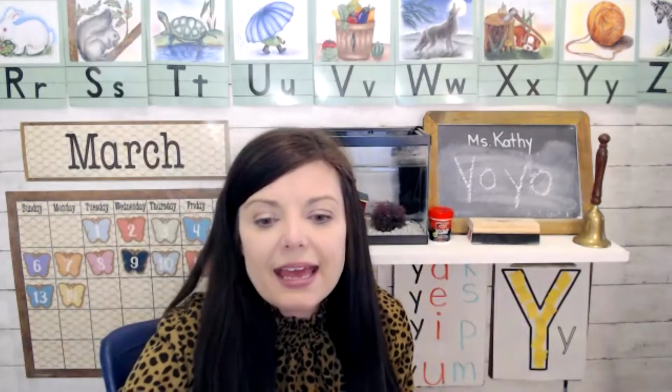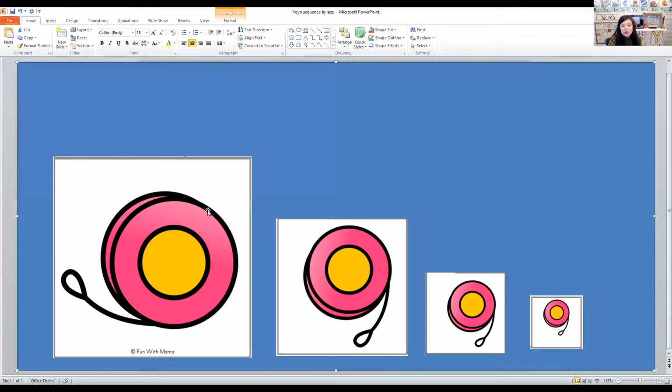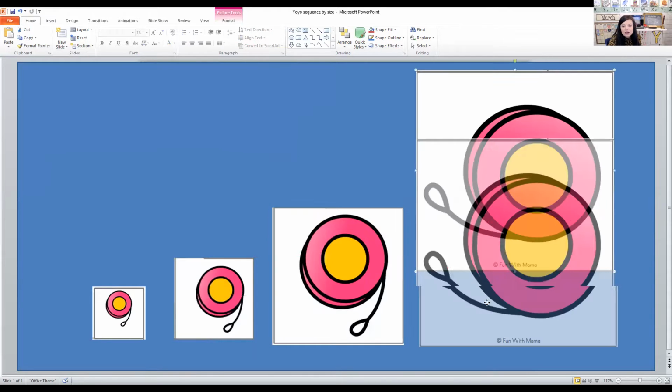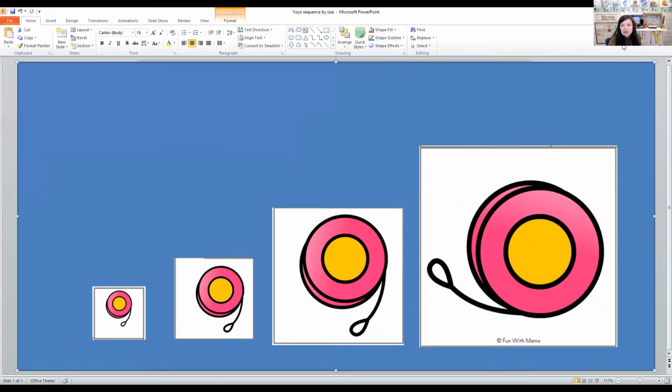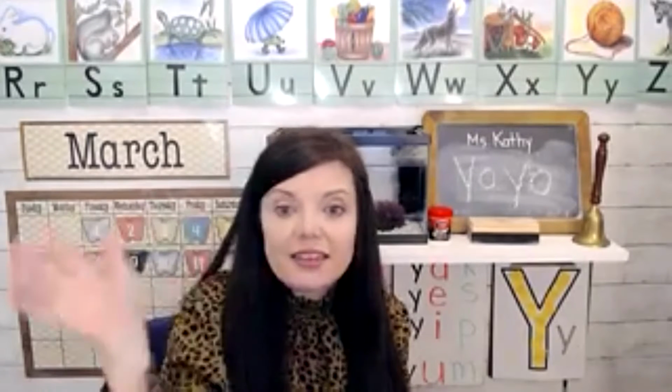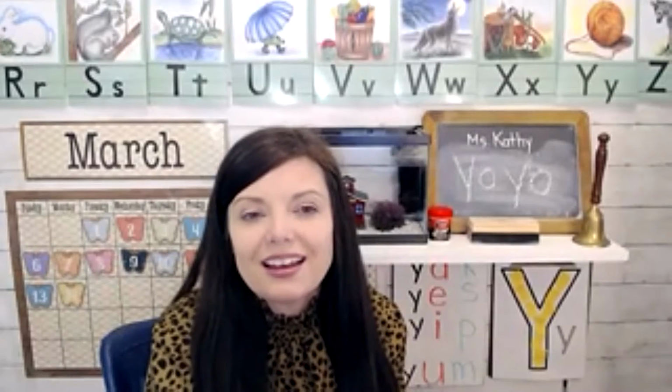For math today, we did a fun yo-yo ordering by size. So we ordered by size from the biggest to the smallest, and then we mixed them up. And we ordered them from the smallest to the biggest. So you can do that if you'd like to. And again, that's on the weekly lesson plan, the link to get that and all the printables and worksheets.